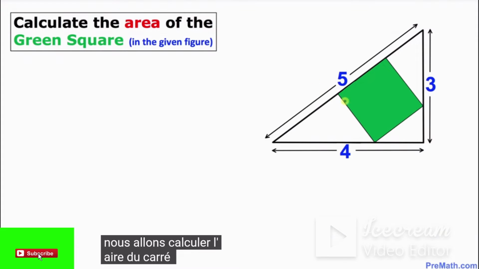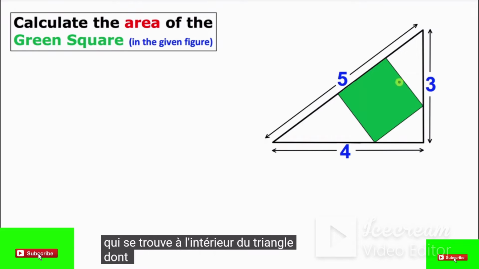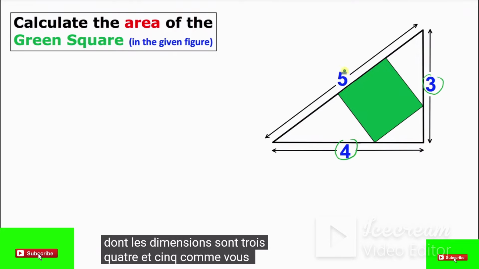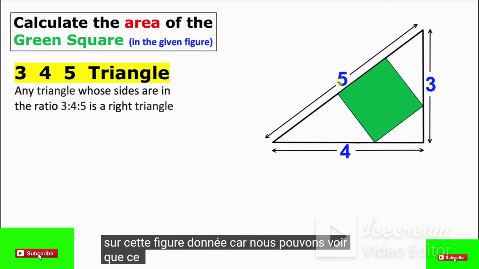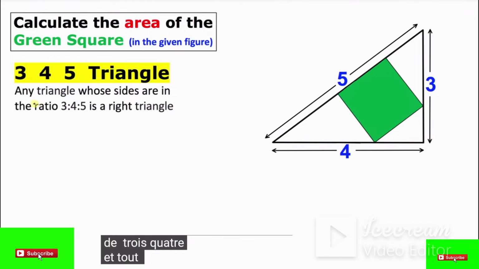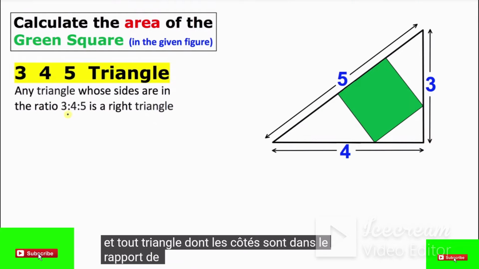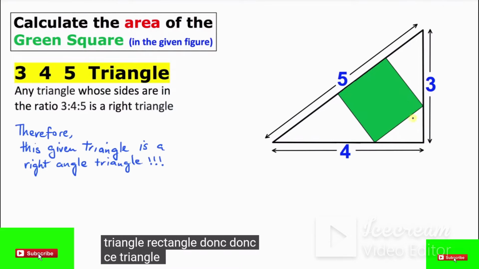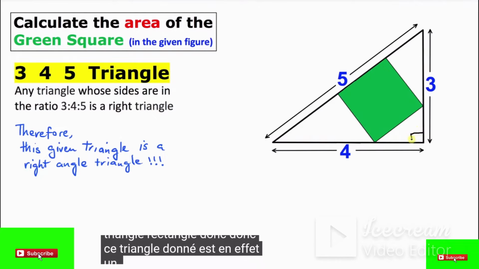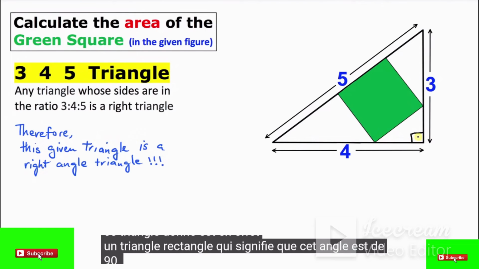Find the area of the green square that is inside the triangle whose dimensions are 3, 4 and 5, as you can see in this given figure. As we can see, this triangle is in a ratio of 3, 4, 5, and any triangle whose sides are in the ratio of 3, 4, 5 is always a right triangle. So this given triangle is indeed a right triangle. That means this angle is 90 degrees.